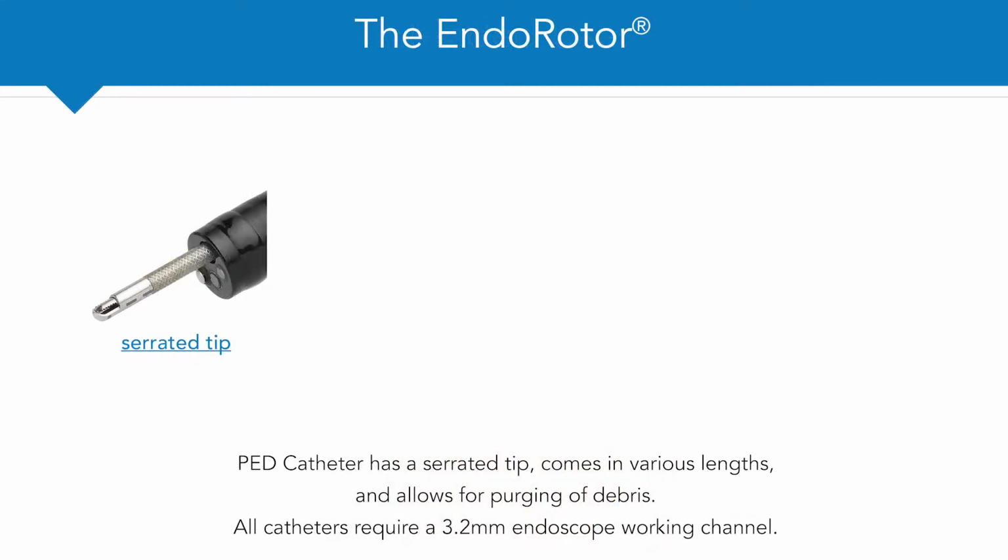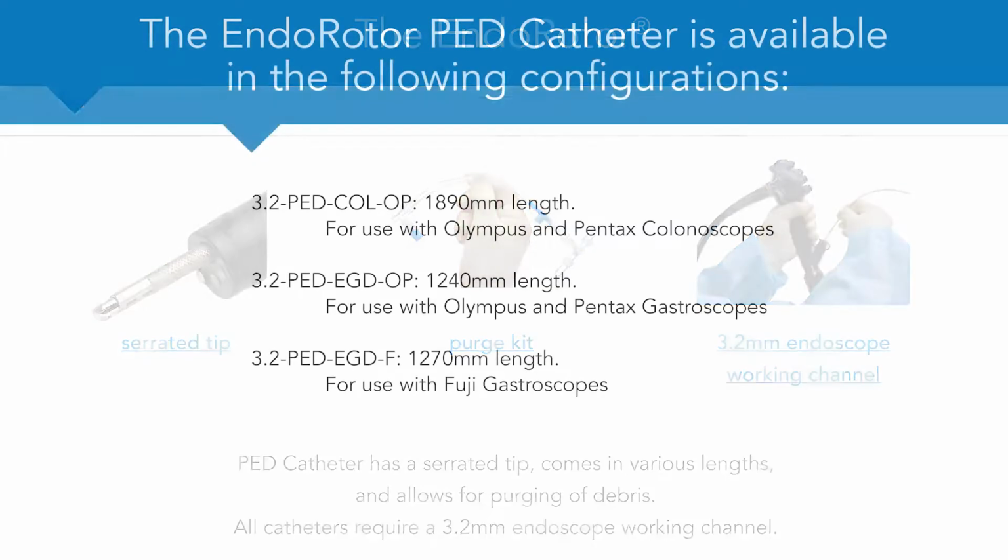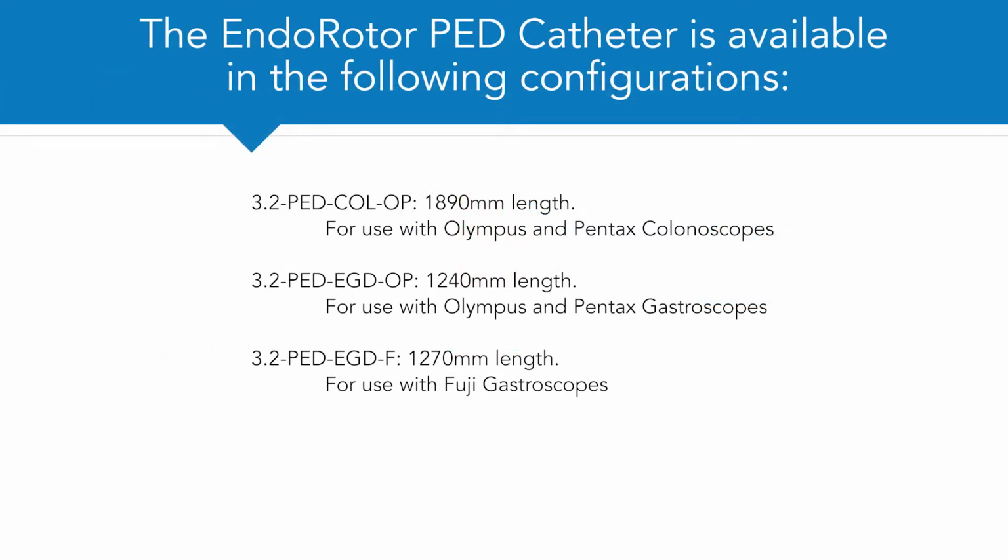The PED catheter has a serrated tip, comes in various lengths, and allows for purging of debris. All catheters require a 3.2 millimeter endoscope working channel. The EndoRotor PED catheter is available in the following configurations.